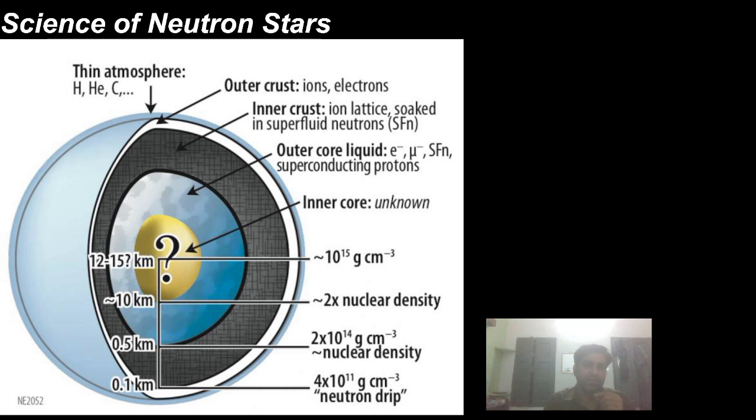Now if we move further into the interior of the neutron star, at around 10 kilometer from the outer layer of the neutron star, the density will become 2 times the density of the nuclear matter. So in this way we can say that when we move from the outer layer to the core of a neutron star, its density goes on increasing, and at about 10 kilometer, the density is just double the nuclear matter density.